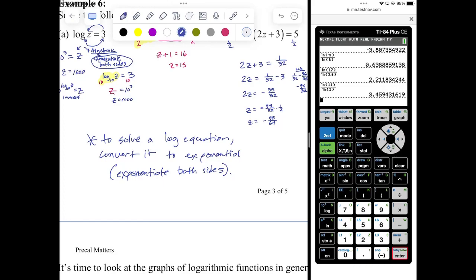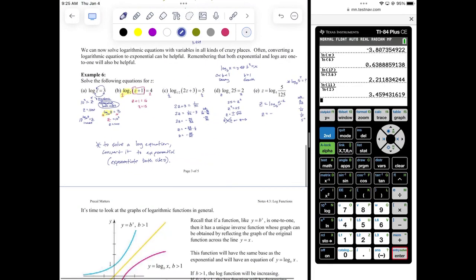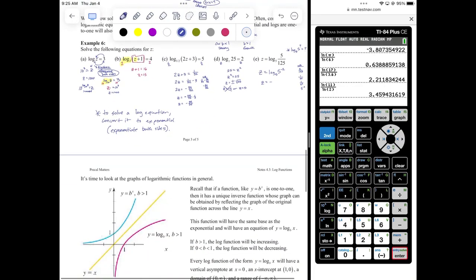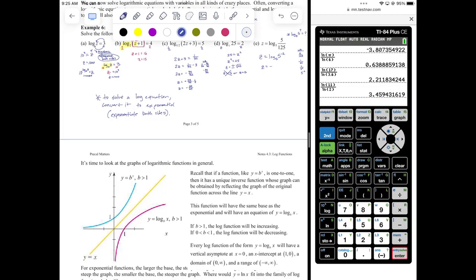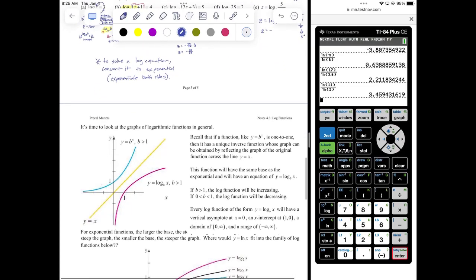All right, how do you feel about logs so far? Feeling better about them? Getting used to them? No one was staying up last night unable to sleep because you were terrified of logs, right? You didn't want to go to sleep because they might show up in your dreams. Anyone dream of logs last night? No? I didn't either. All right.